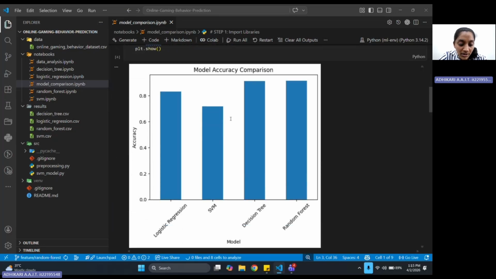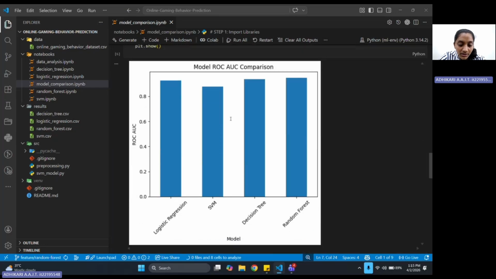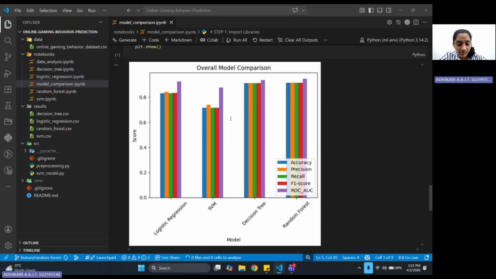This graph shows that Random Forest and decision tree perform the best. Here also we can see similar behavior. Random forest has the highest value, which means it separates classes very well. This gives a clear summary of all models.